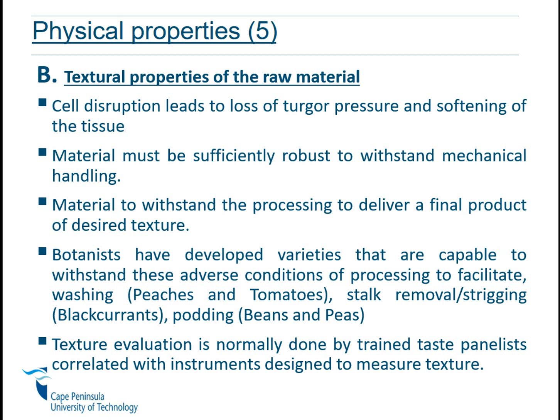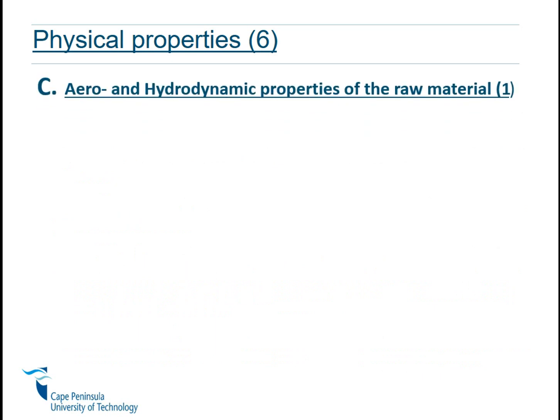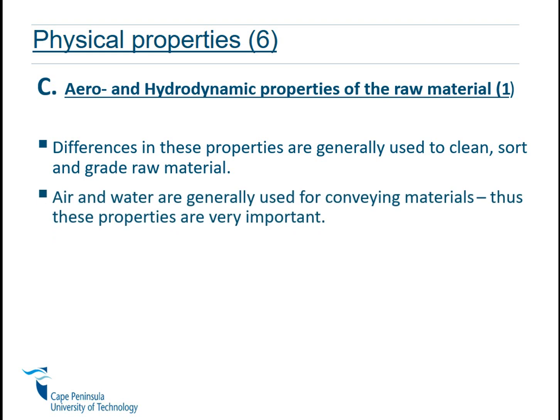The other important thing to note is that under aero and hydrodynamic properties, aero refers to air and hydro refers to water. Right, so we can exploit the high aero and hydrodynamic properties of the raw materials in terms of handling them. It's because the differences in these properties are generally used, one, in the cleaning process, to sort and also to grade raw materials. We'll go deeper into these two unit operations, sorting and grading, in the coming chapters.